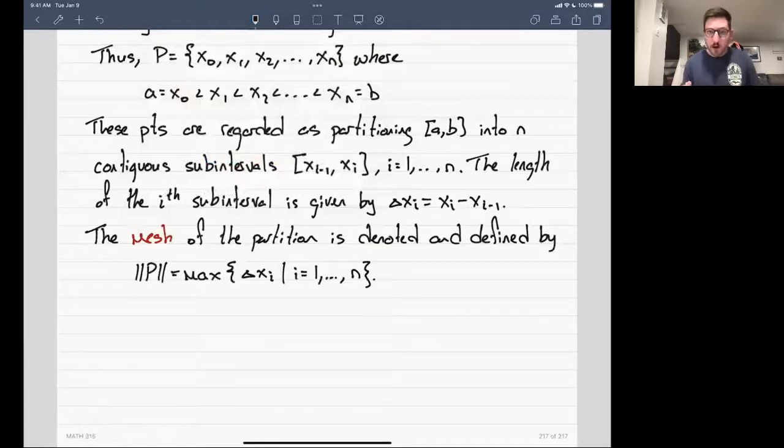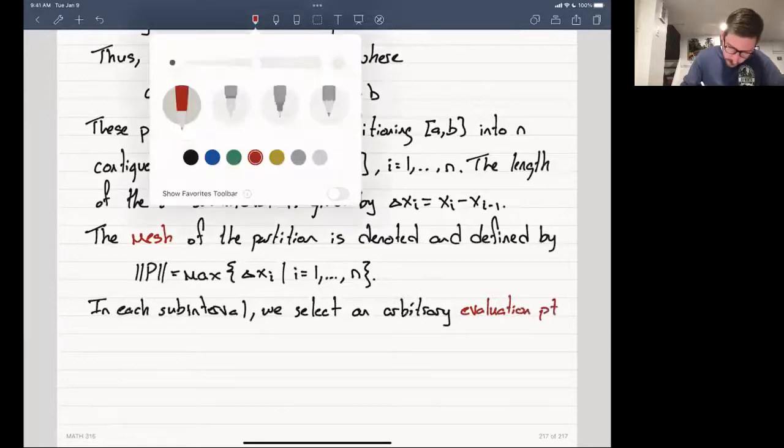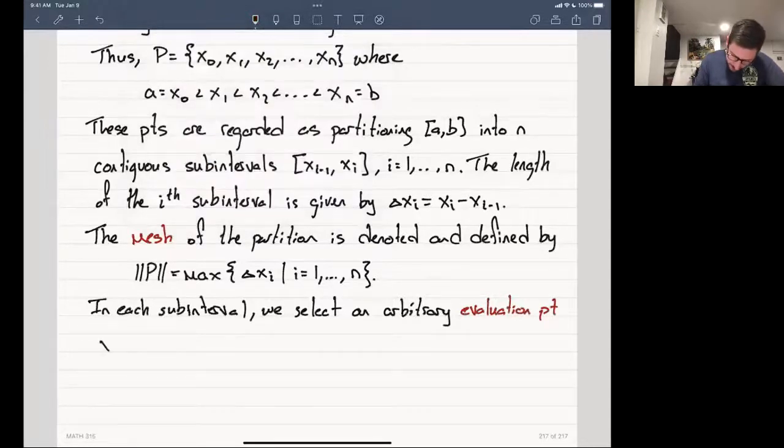And let's keep going because there's more to go along here. In each subinterval, we select an arbitrary evaluation point, now this will be in red again, which we're going to denote by xi bar, and it belongs to the interval xi minus 1 to xi.